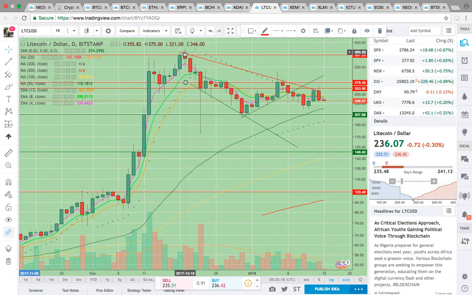It has to break above this descending resistance line. Notice how the candles are at that level now. So if you see a close above that level, that's going to be a signal that it wants to break out higher. If it drops below that 50-day simple moving average, notice that you have support here on this close.